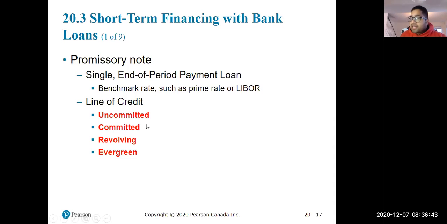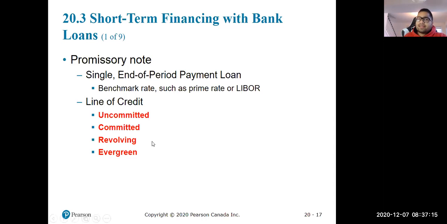Whenever there is a committed line of credit, generally they charge you fees. Fees can be in two ways. They can charge you upfront fees on whatever credit line they extend. Second, they can charge you fees on unused credit. Let's say they extend you a 1 million credit line and you use only 800,000 out of it. So 200,000 is unused credit, and they may charge you fees on that too.